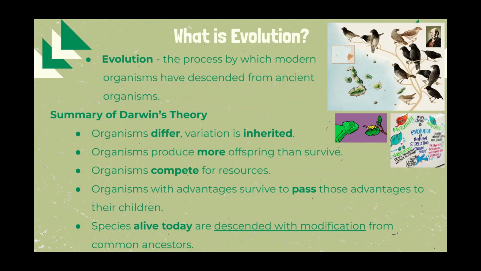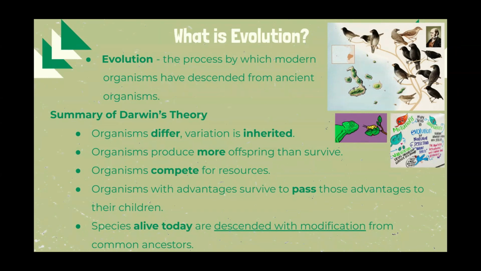Organisms produce more offspring than survive. Organisms will produce many offspring, but not all of them will grow up to be adults. That could be due to competition, disease, predation, a lot of things that could contribute to that. We know organisms compete for resources. They compete for food, water, space, mates.